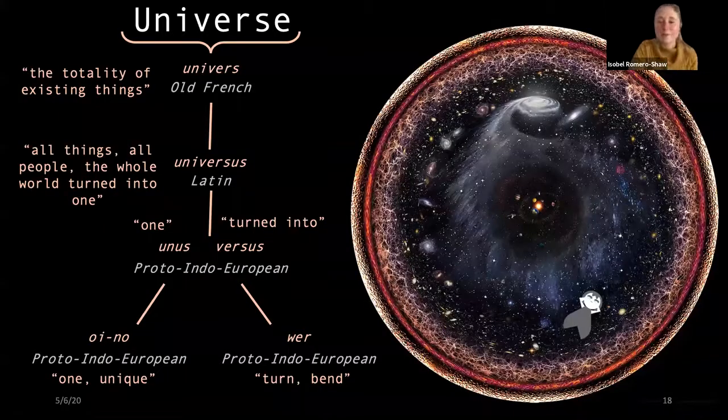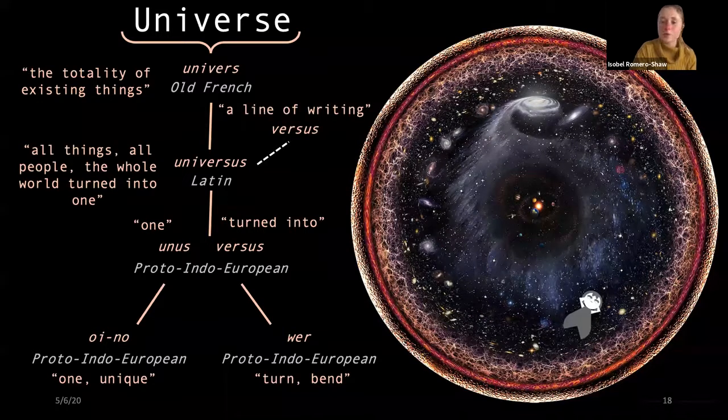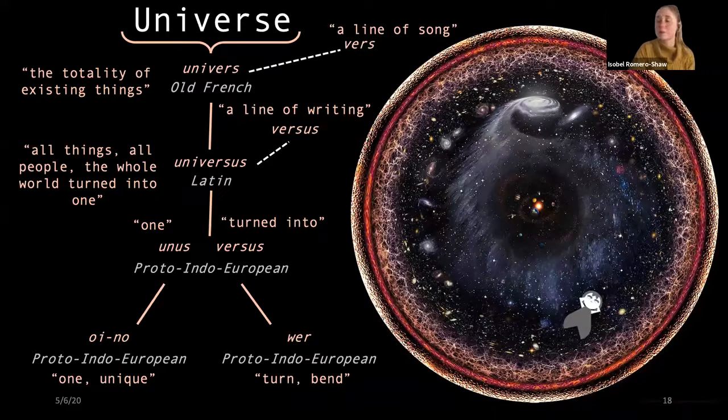Okay, so finally we've reached the end of our short trip through some of the words that we use to describe the universe. And here is the grand finale, the word universe itself. So the word universe evolved from the Latin word universus, meaning all things turned into one thing. And the word uni stems from words meaning one and unique. The second half of the word means turned into, from the original Proto-Indo-European words for turn or bend. The word versus also means a line of writing. And the old French verse, as well as the English verse, mean a line of song. So universe might be translated as written into one or sung into one.